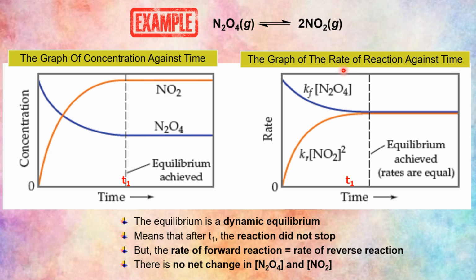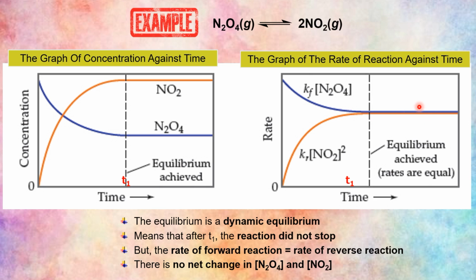In terms of rate against time, when the system has already achieved equilibrium at T1, we can see that the rate of the forward reaction and the rate of the reverse reaction are equal. So we can see a constant line here.